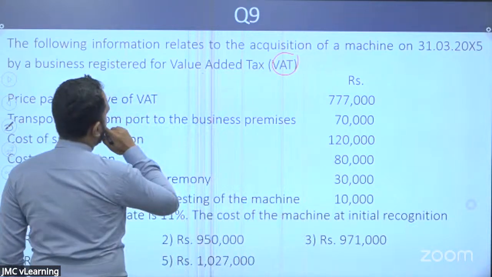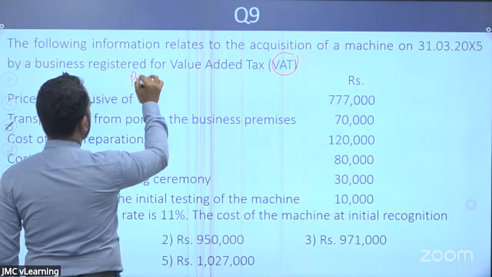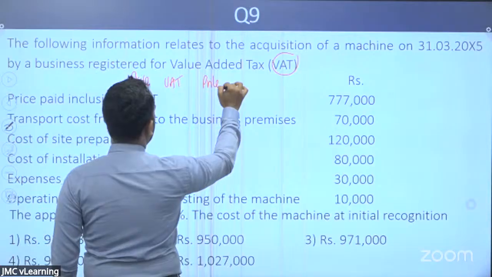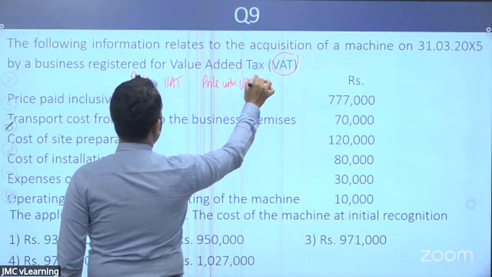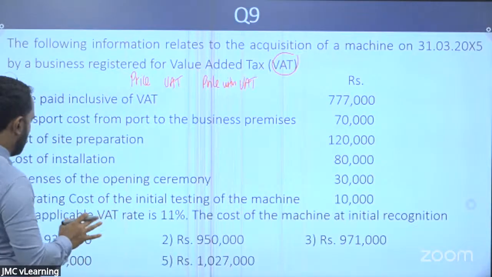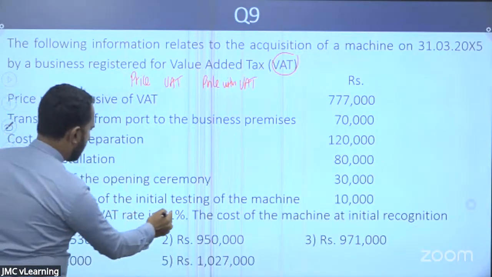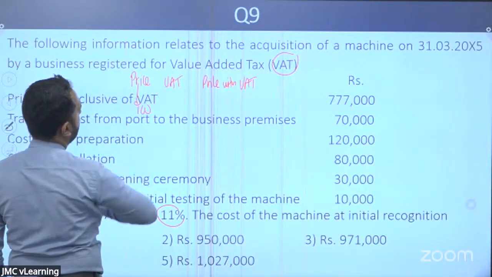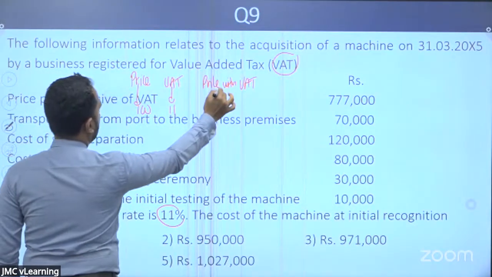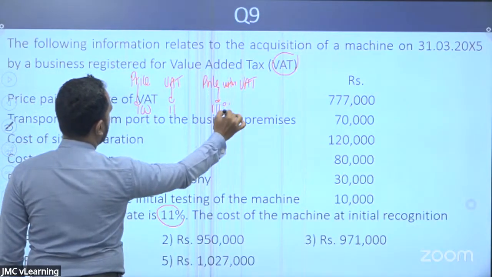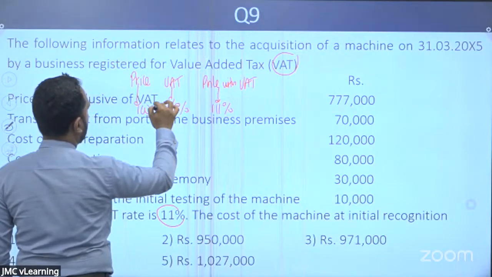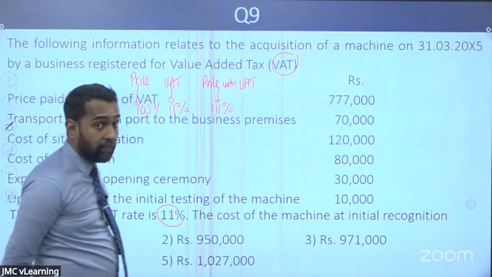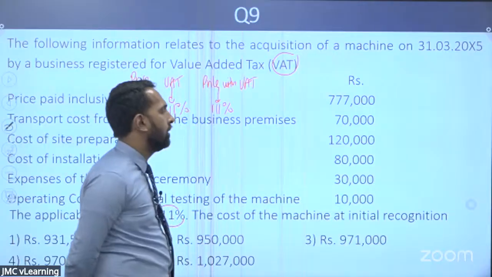Now, if you take the price, VAT and price with VAT, there are three things. Here they're saying there's a VAT rate of 11%. Without VAT the price would have been 100. VAT is 11. Then the VAT inclusive price would be 111. In percentages: before VAT 100%, VAT is 11%, then after VAT would be 111%.